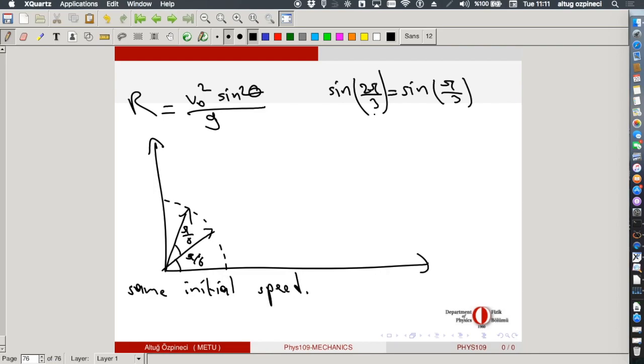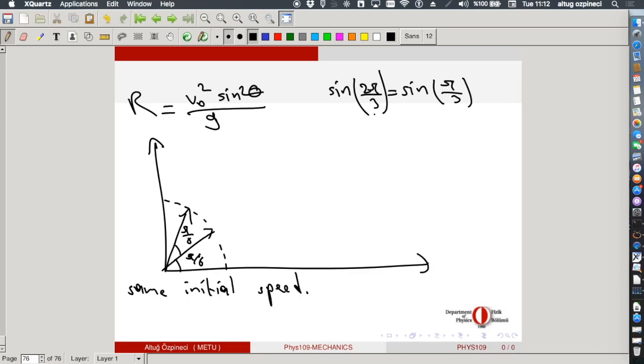Will they have the same time of flight? Which one will have the shorter time of flight? Okay, the one aimed downward. This one will have a smaller time of flight. This one will have a larger time of flight. So if the time of flights are different, how come they have the same range? Their speeds are the same.